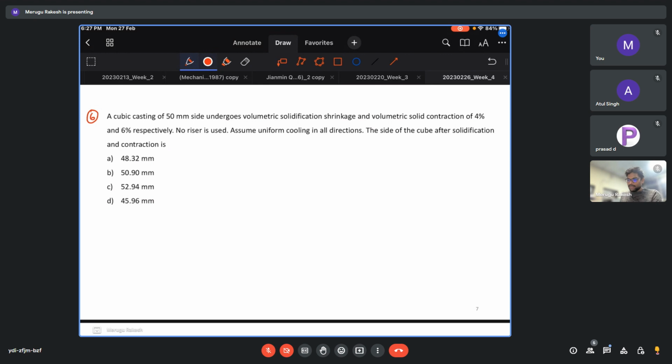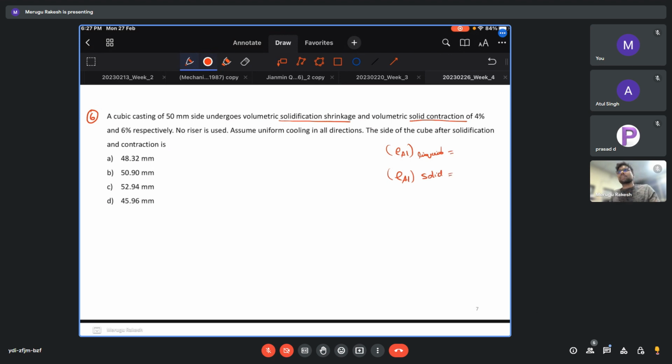Okay. So this is simple, and this is a very useful thing when you are designing any component which is operating at very high temperature. In this case, we have two types of contractions. One is the solidification shrinkage, and the other is the solid contraction, which are 4 and 6% respectively. Why this is happening is, if you check the density of aluminum in liquid state as well as the density of aluminum in solid state.